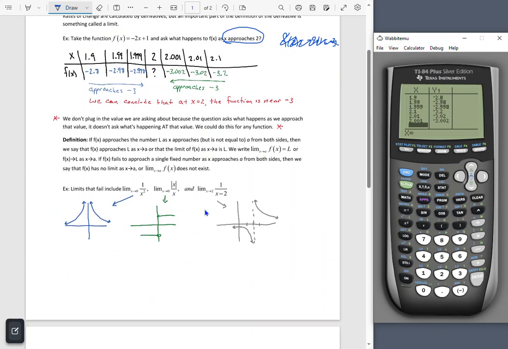Okay, so we're looking at what if you can't evaluate a function? Well, then what's going on around it has some impact on what that function value should be.